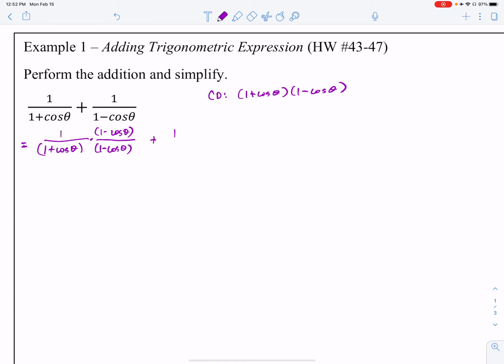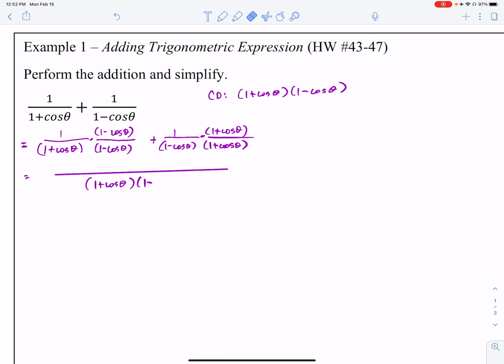For the second one, they have 1 minus cosine theta. I am missing the 1 plus cosine theta. So I need to take both the denominator and the numerator times 1 plus cosine theta. Make sure that you have the argument of theta in each expression. And so now, with that, I have a common denominator of 1 plus cosine theta times 1 minus cosine theta.